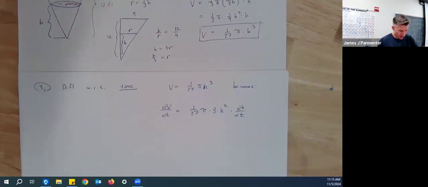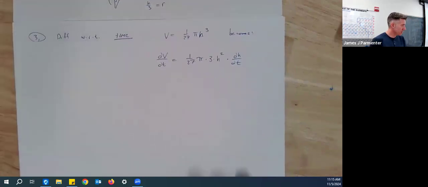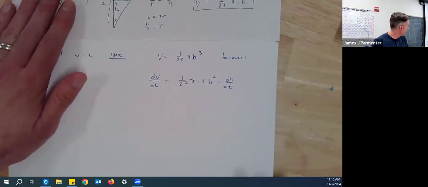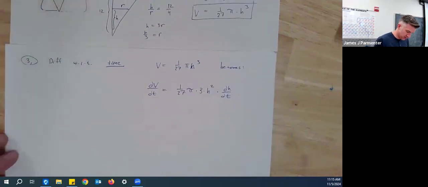I am always thinking about the chain rule. It's never going to go away. It's always there with you until the day you die.